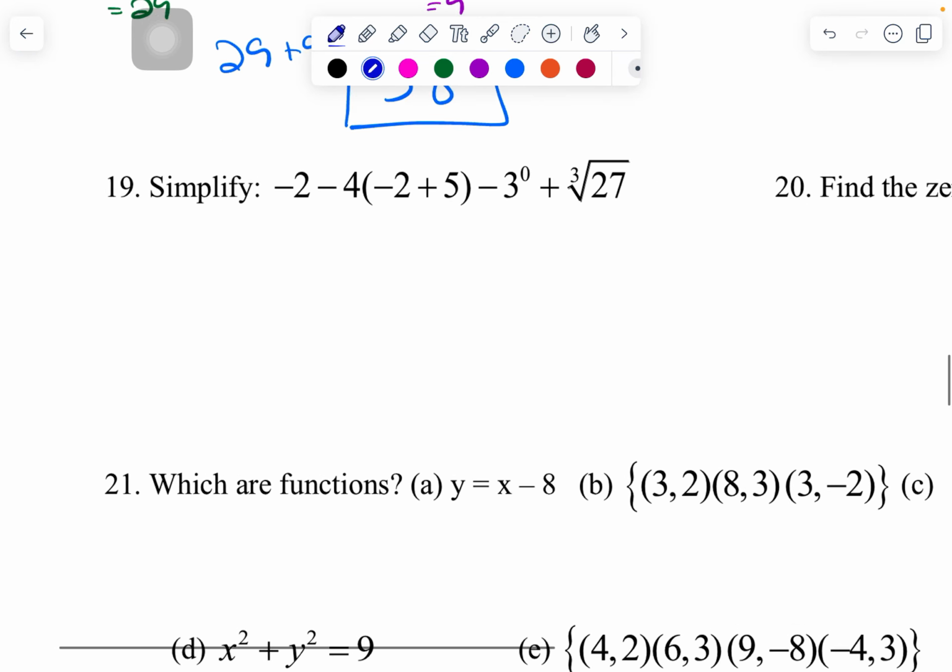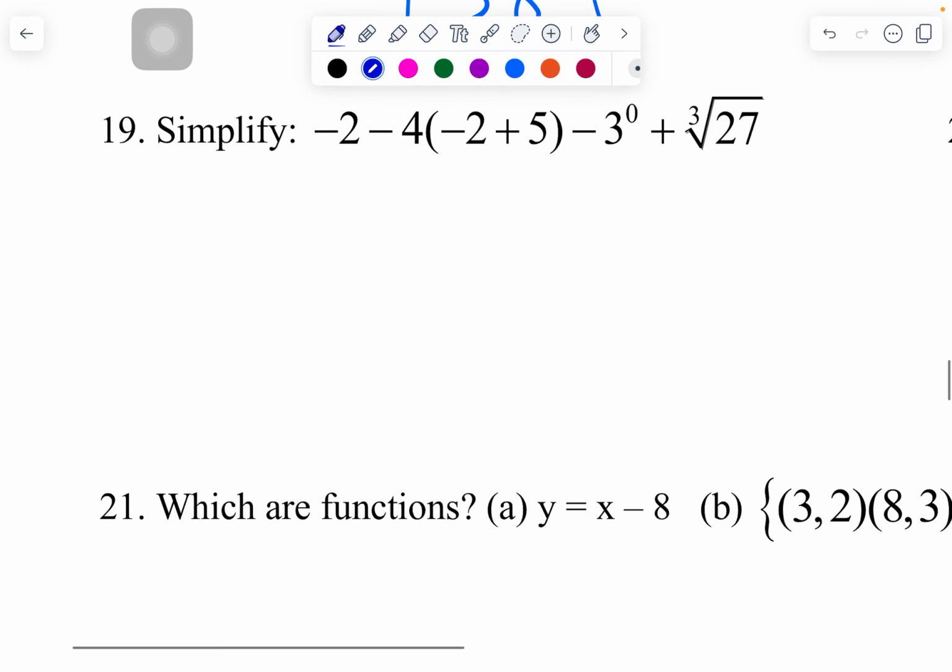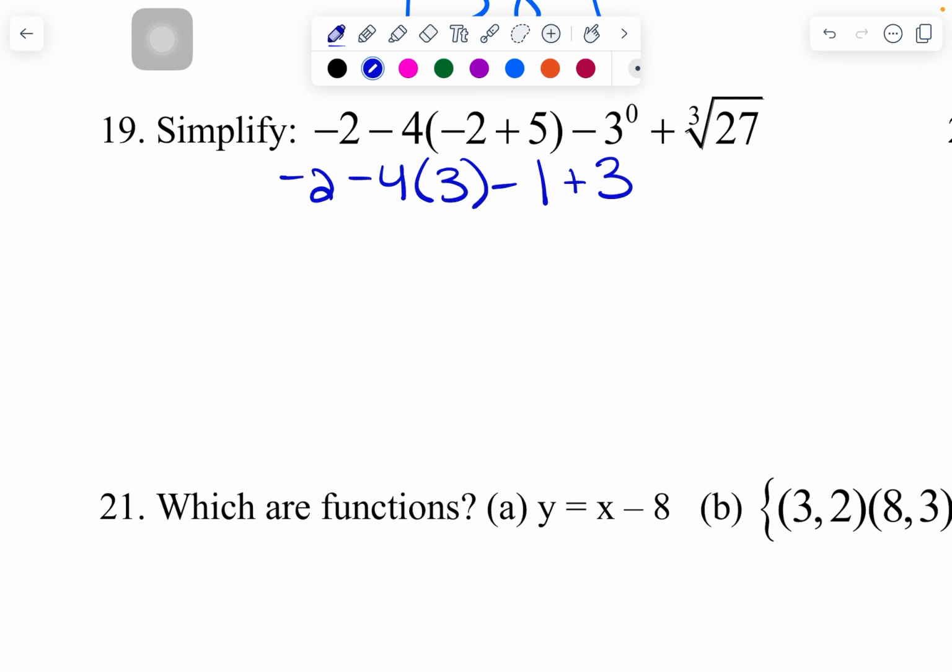Number 19. All right, this is a throwback to first semester, doing some simple simplifying, right? Follow the order of operations. So let's see, negative 2 minus 4. Inside the parentheses, I've got negative 2 plus 5, that's 3. Minus 3 to the first is 1. Anything raised to the 1 power is 1. Plus the cube root of 27 is 3.